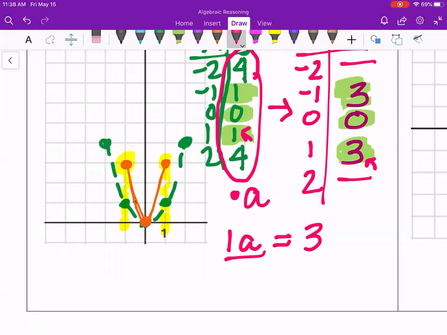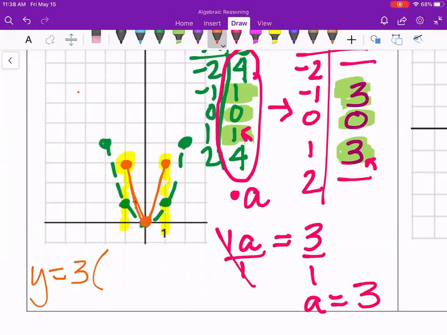I need to divide both sides by 1. Oops, not divide by a, sorry, divide by 1. And my a is a 3, a +3. Now I can write my final equation. So my y equals 3 for the a.